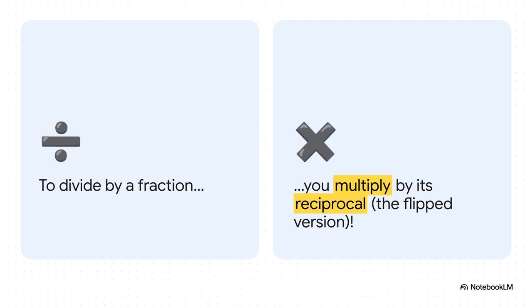And here is the magic trick. Just remember these 3 little words: keep, change, flip. To divide fractions, you keep the first fraction exactly the same. You change the division sign to a multiplication sign, and you flip the second fraction to its reciprocal. And just like that, you've turned a division problem into a super easy multiplication problem.